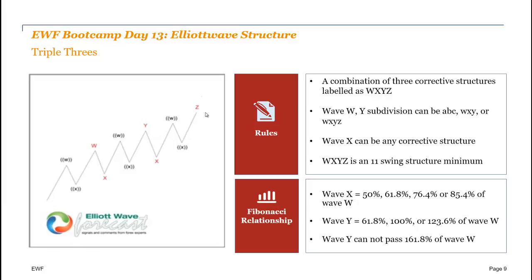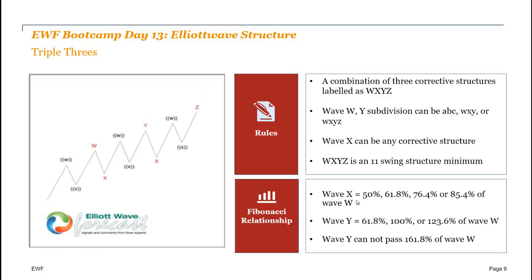So this is a WXYZ structure, but the internals of the W, the Y, and the Z can in fact be any corrective structures. It can be a flat, a zigzag, another WXY, even another WXYZ of a lesser degree, it can be anything. But the simplest form, for the purpose of this presentation, is another WXY. So every leg is subdivided into WXY for simplicity. And this is called an 11 swing. We can count this 1, 2, 3, 4, 5, 6, 7, 8, 9, 10, 11.